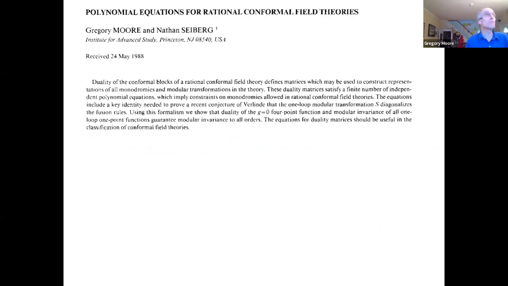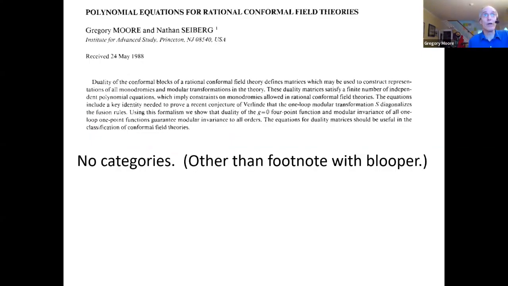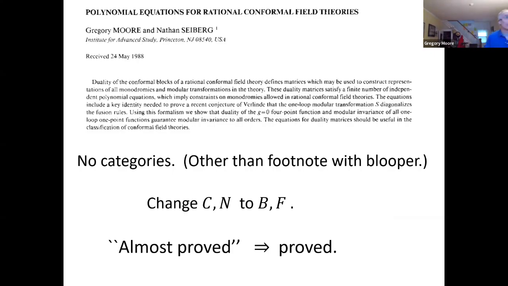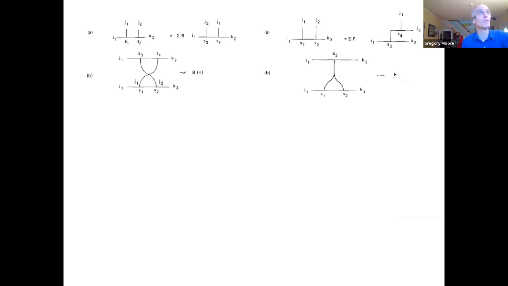So here's our paper based on our work of that spring. There are no categories other than the footnote with the blooper. We sensibly changed the Tsuchiya-Kanie notation of C to capital B for braiding, which is what it is to this day, and the N for Nadi to F for fusion. And this was just a few weeks after the talk, we turned the almost proved into proved. So this is from our paper.